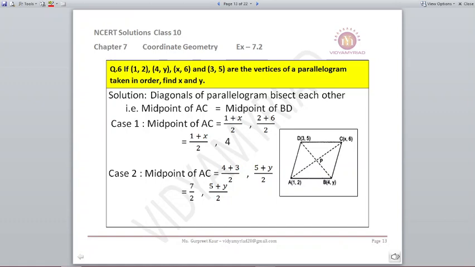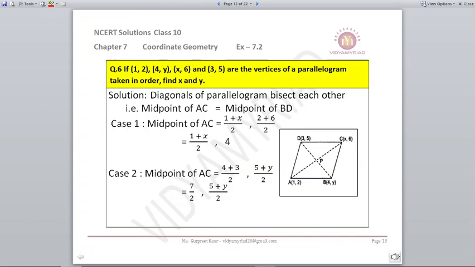Question number 6. If (1, 2), (4, y), (x, 6) and (3, 5) are the vertices of a parallelogram taken in the order, find x and y. Now since it is a parallelogram, we know the property that the diagonals of a parallelogram bisect each other. That means the midpoint of AC will be equal to the midpoint of BD, that is P. That means they are bisecting, equally dividing. So we will find the midpoint of the diagonal AC and the midpoint of diagonal BD to get the center points.